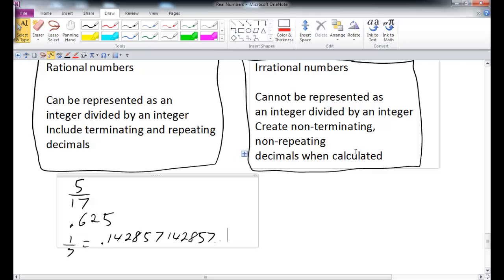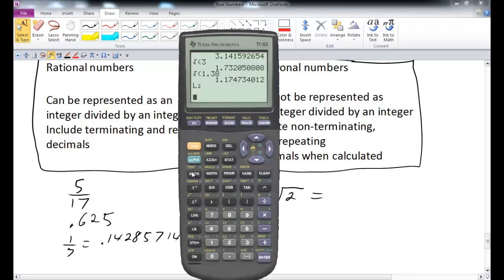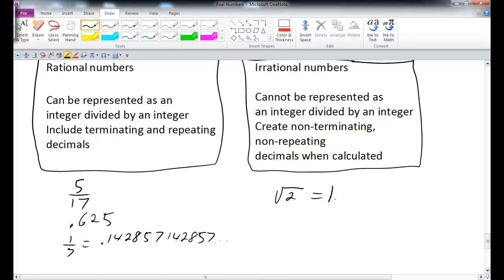Irrational numbers cannot be represented as an integer divided by an integer, and when you work them out, they create non-terminating, non-repeating decimals. So if we worked out square root of 2, it gives you a non-terminating, non-repeating decimal. Let's have a look. Square root of 2, 1.414, and it continues on, doesn't terminate and doesn't repeat.